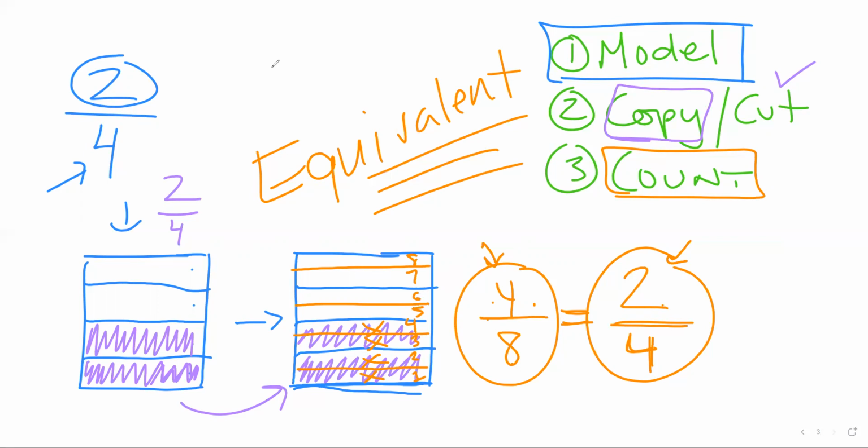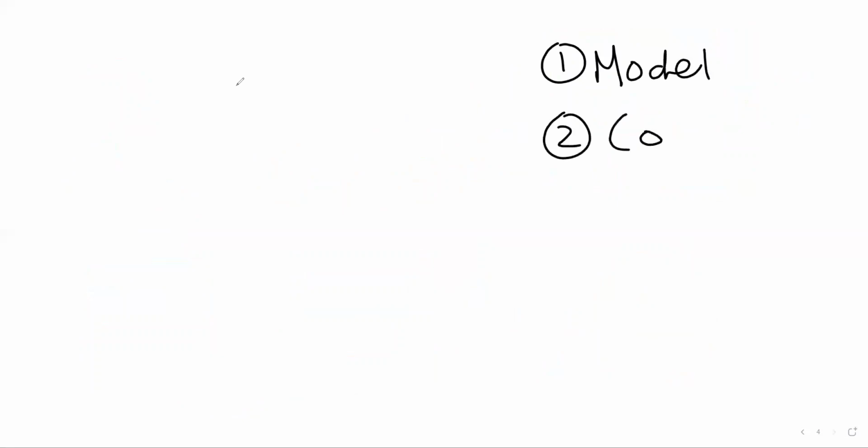Let's move on. Let's do another one. Let's keep practicing. So again, model, copy, cut, count. Remember earlier when I said that would just float off your tongue? Apparently it doesn't. All right, so again, our steps: we are going to model, we are going to copy, we are going to cut, we are going to count.